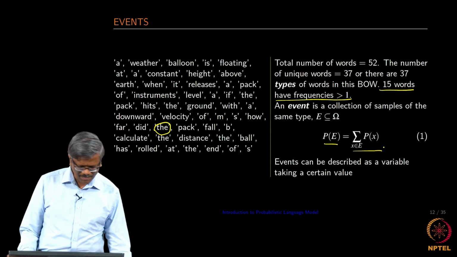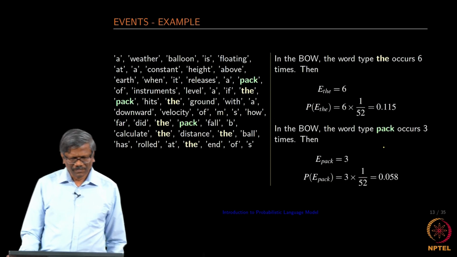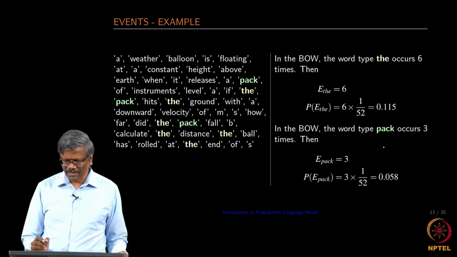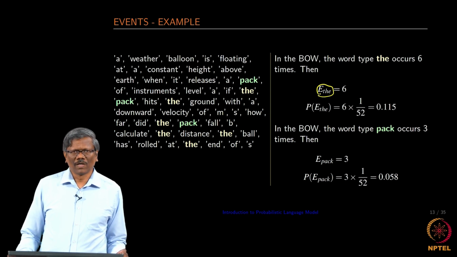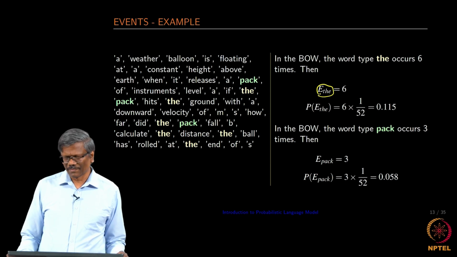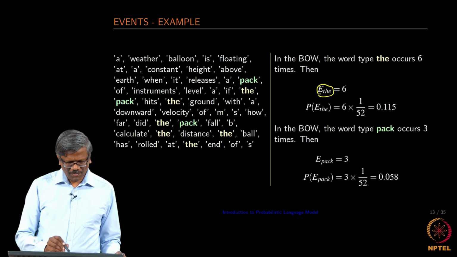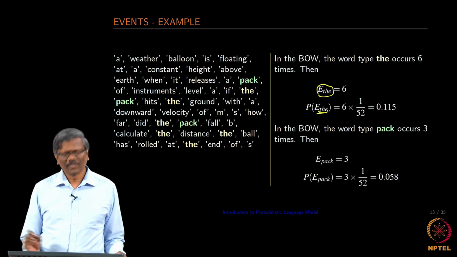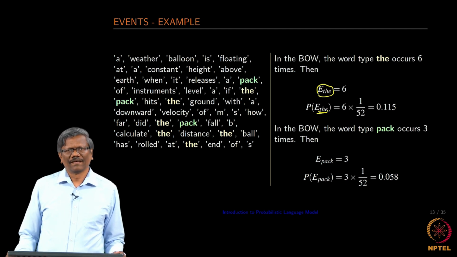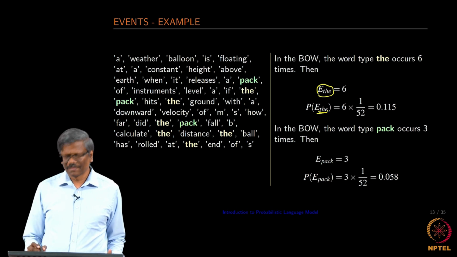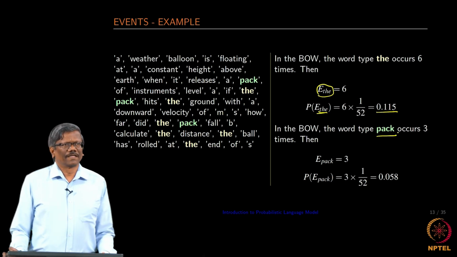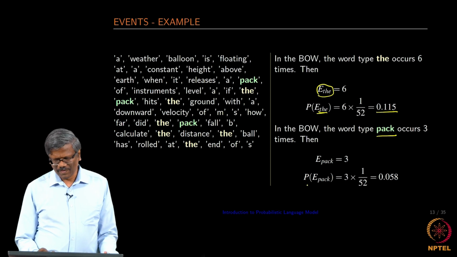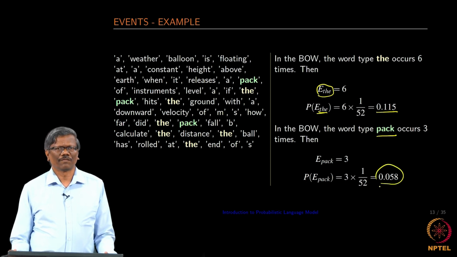Okay. Let us illustrate that by an example. So, here I am taking two words. Let us assume that we are going to have two events. One is going to contain the type pack, the other one is going to contain the type the. You can see that there are 6 occurrences of the word the, that means the event the has 6 occurrences. So, if you want to find the probability of that, since there are 6, it is going to be 6 into 1 by 52, that is equal to 0.115. In the same case, if you look at the word pack, there are 3 counts. That means the probability of the event pack is 0.058.